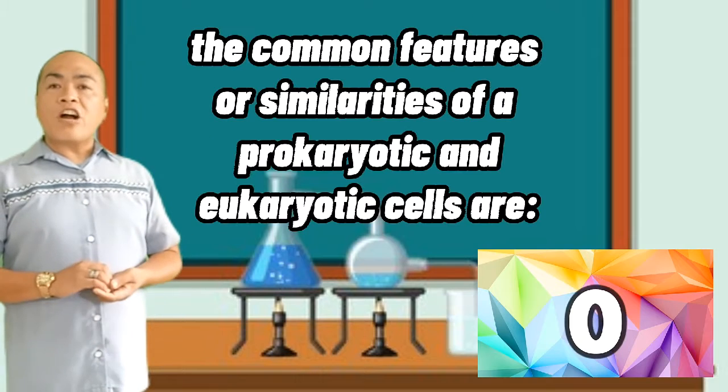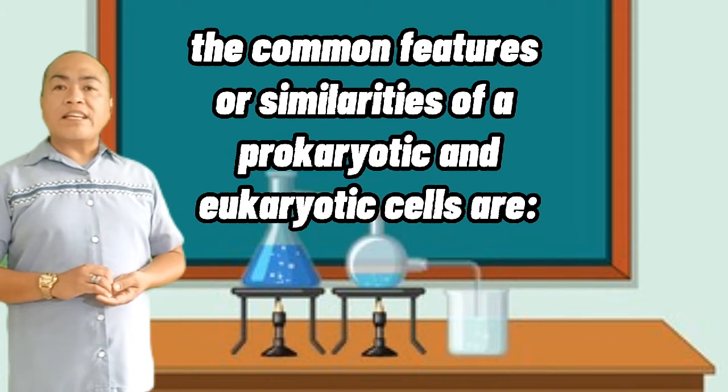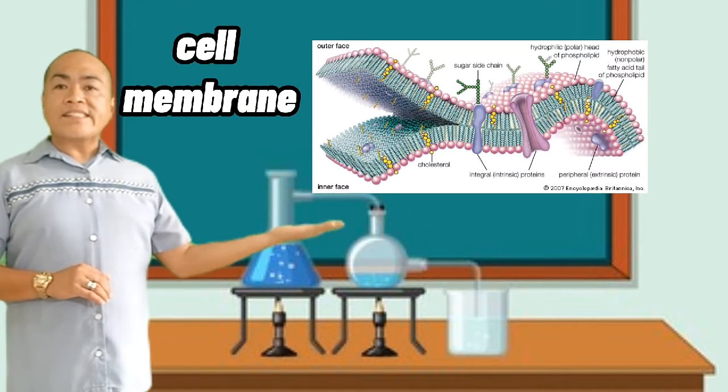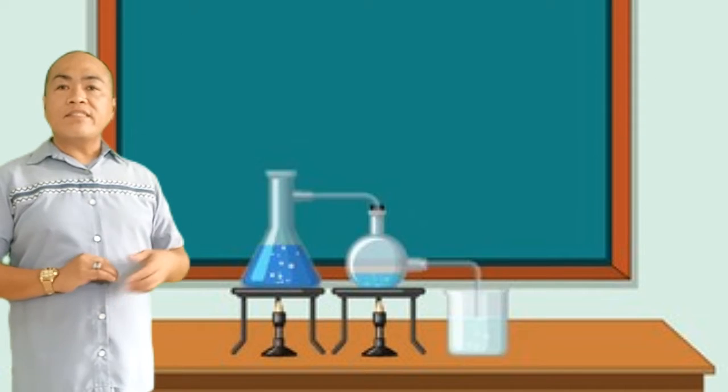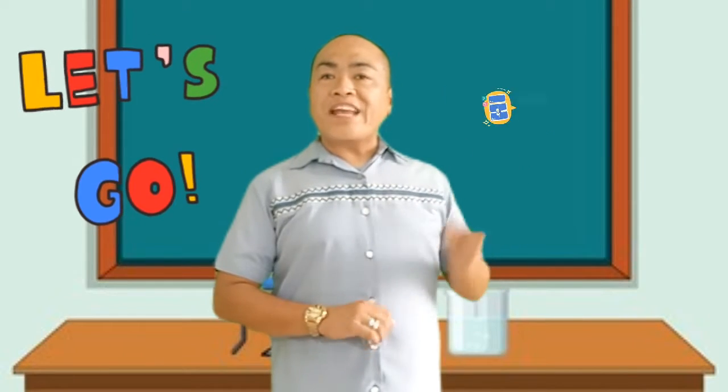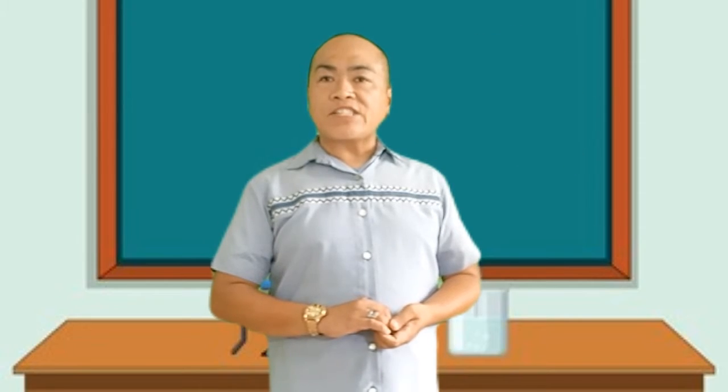Very good! The common features or similarities of prokaryotic and eukaryotic cells are the DNA, the cell or plasma membrane, and the ribosomes. Seems you really understood our past lesson.